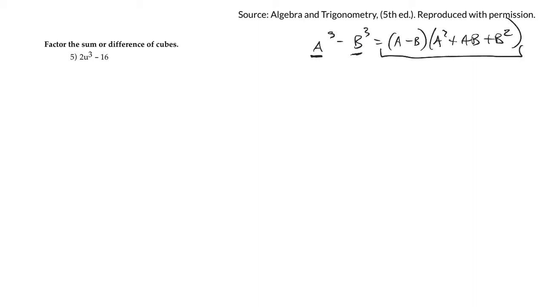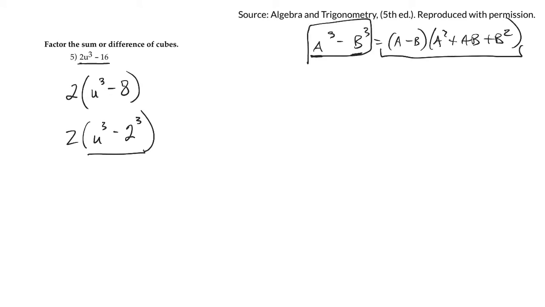But this one, I have a 2 out here, and that bothers me. But both those terms have a 2 in them. So I could factor that 2 out, and I'd be left with u cubed minus 8. And 8 is the same thing as 2 cubed. So now I've got something here that looks exactly like this, except there's u's and 2's instead of a's and b's. But I can factor it.